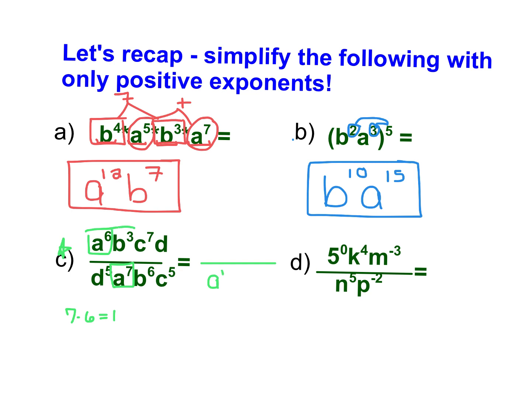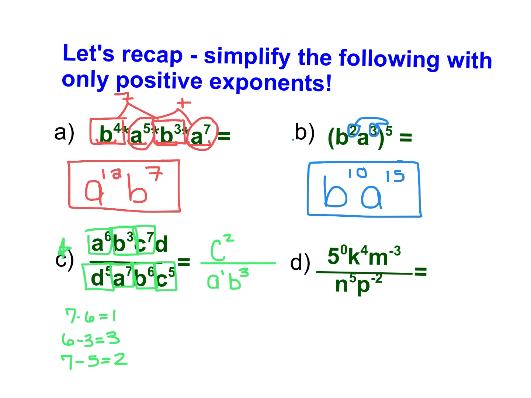And then if I focus on b's, so I have b to the third and b to the sixth. 6 minus 3 is 3, so I have b to the power of 3 remaining, and that's in my denominator because there were more b's in my denominator to start. 6 is bigger than 3. Then if I focus on the c's, I do 7 minus 5, which leaves me with c to the power of 2. And because there are more c's in my numerator, because 7 is bigger, c to the power of 2 goes in my numerator.